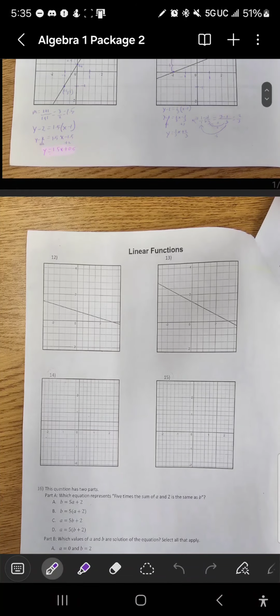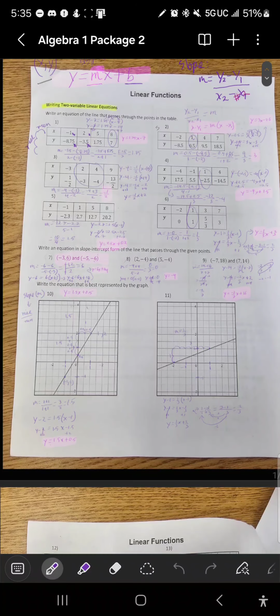So right now we're going to continue what we were doing last week with Algebra 1, which was linear equations.